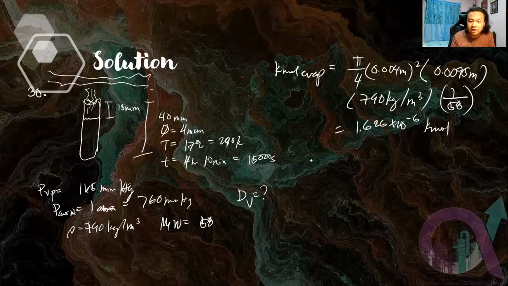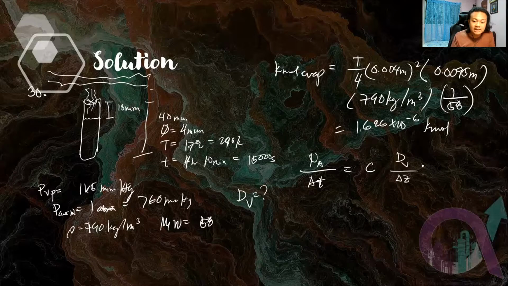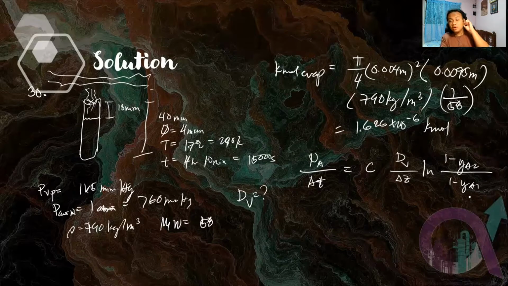Now let's go for the equation that we will be using. This time it will be very different. Okay, so it looks like this: C, which is your P over RT, and then your dV, and then your Z, and this is what I have said in the last video, it's logarithmic. For unicomponent diffusion.